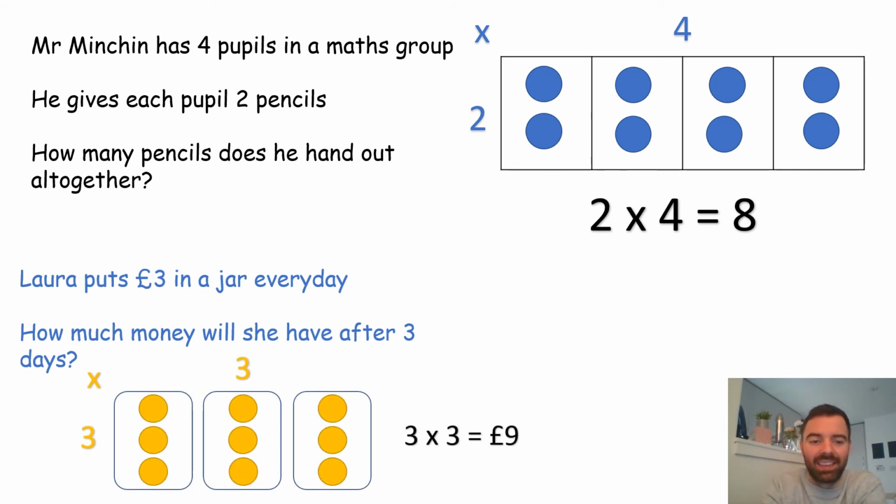For the second problem, 3 containers and £3 in each container. Gives me 3 times 3 equals £9 altogether after 3 days. And can you see that, again, I've drawn it. It looks a bit like an array, doesn't it? Well, it is an array. 3 by 3, using that strategy there.